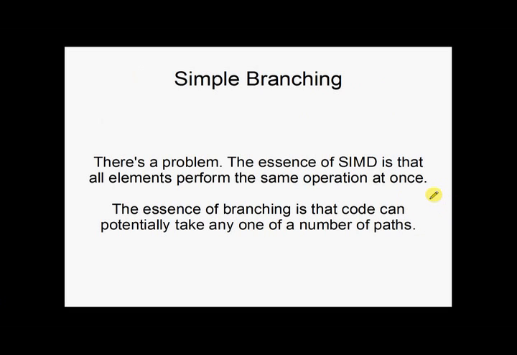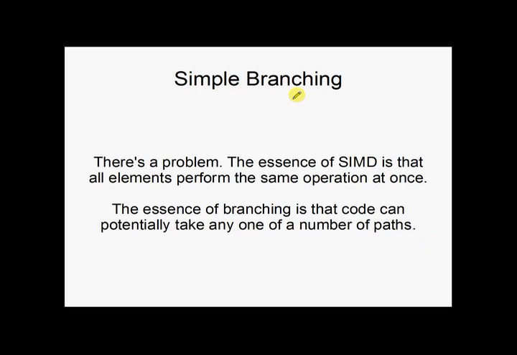Here we go. So simple branching. This is the final example of the day. There's a bit of a problem with branching in SIMD, and that's that it sort of goes against the very essence of SIMD. SIMD is about performing the same operation to all elements at once, and the essence of branching is exactly the opposite. It's that each element could potentially take a different path.